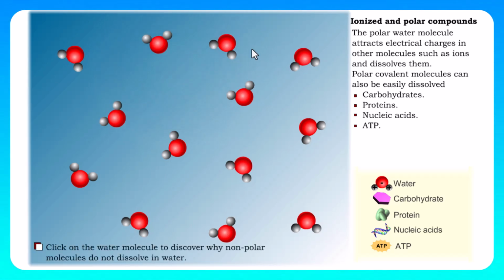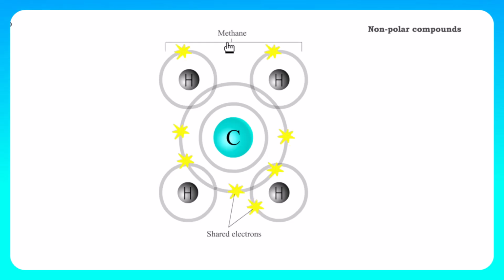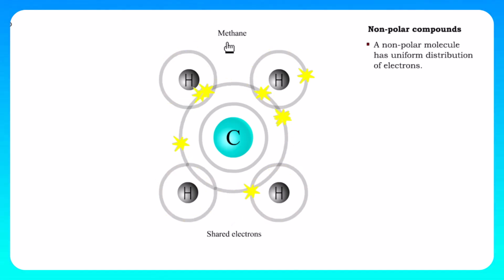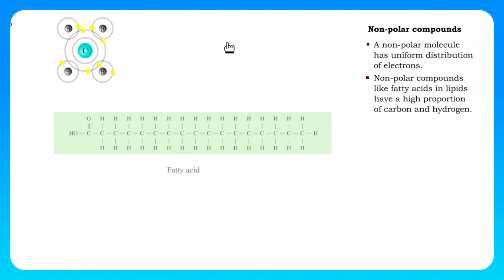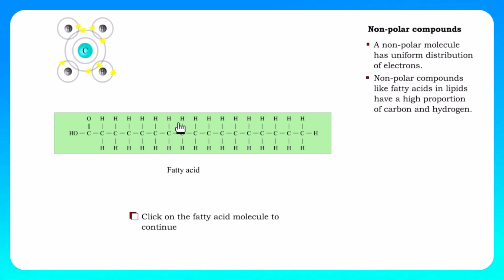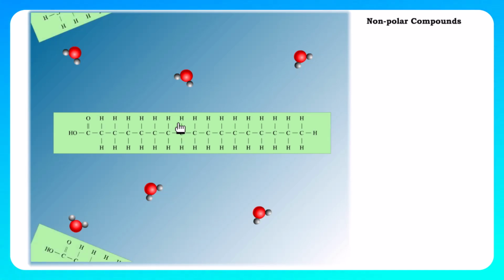Now let's take a look at why nonpolar molecules do not dissolve in water. The electrons of nonpolar covalent compounds are uniformly distributed. Compounds such as lipids are made up mostly of carbons and hydrogens, and these are considered nonpolar. Let's click on the fatty acid molecule to explore that.